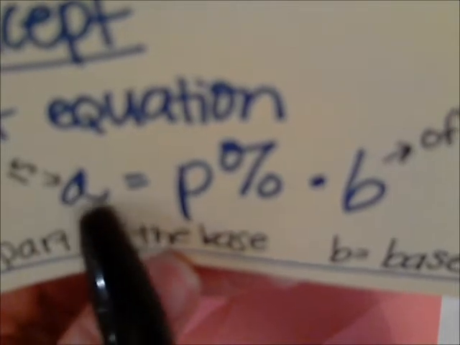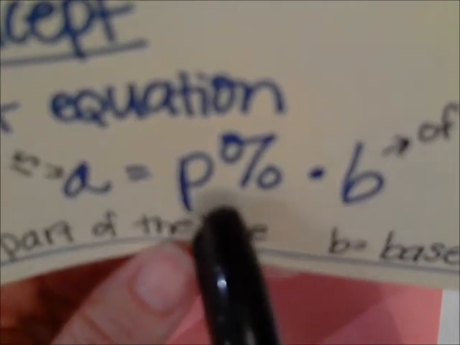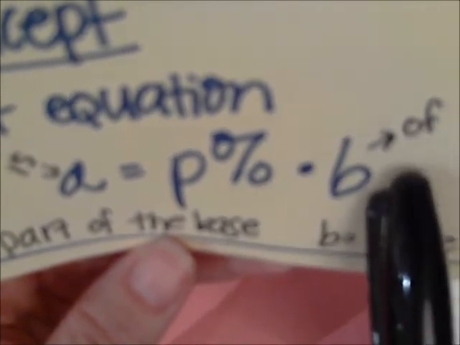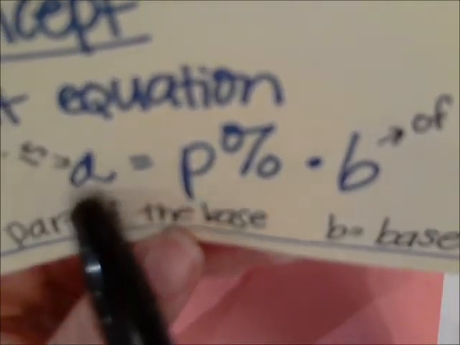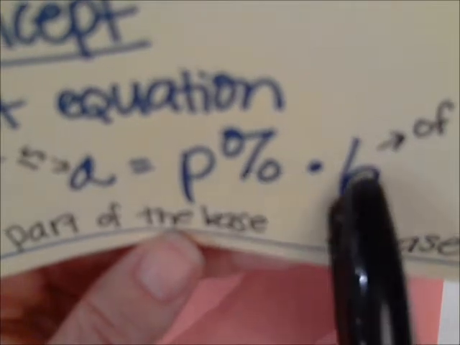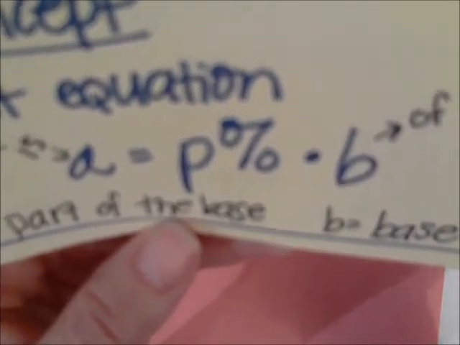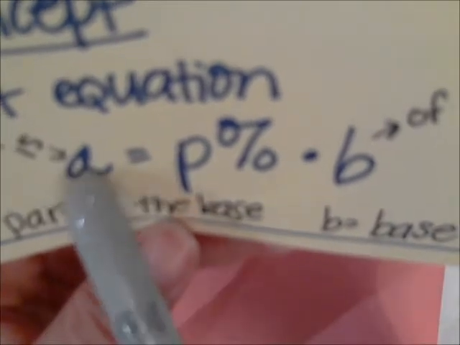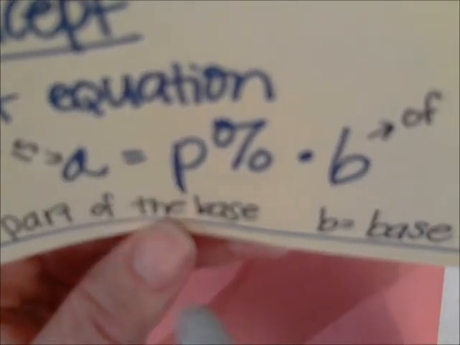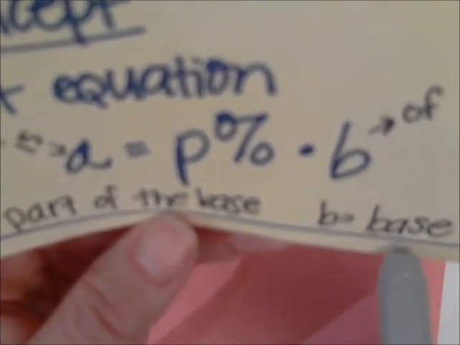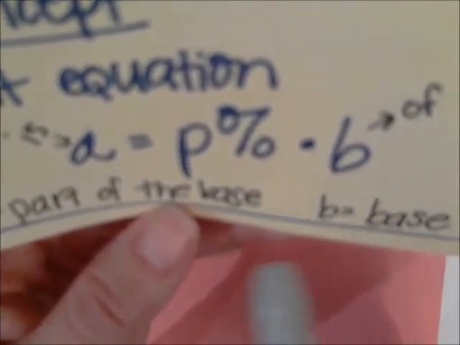Okay, the percent equation is A equals P percent, or percent, times base. Okay, I'm going to say that again. A equals percent times base. It is a multiplication equation, and it can be very useful. A would represent the part of the base, and B represents the base. So that's pretty easy. B stands for base.